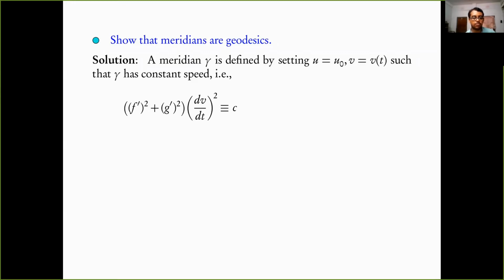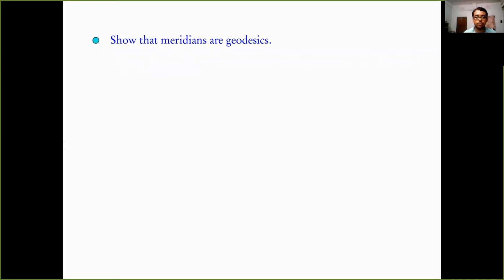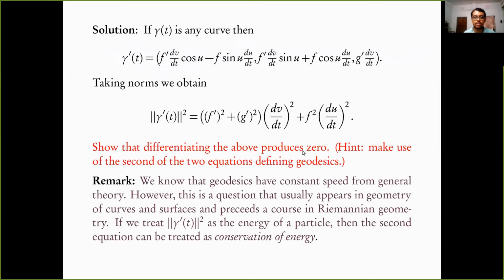Okay? There's a small obvious thing to note here. So remember, what was the equation that we had? You go back, this was the equation, right? (f prime squared plus g prime squared) (dv/dt) squared plus f squared (du/dt) squared. So a meridian has u constant. You fix your u to be u0. The only thing that varies is v, which means du/dt is 0. So this term is gone. Okay? So I only have this term, which is what I wrote down here.